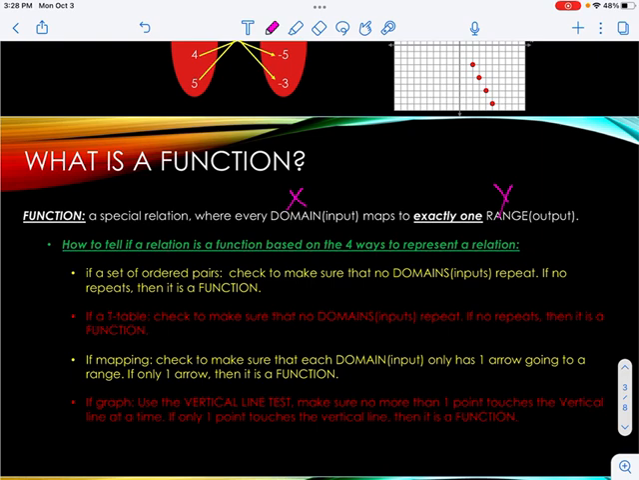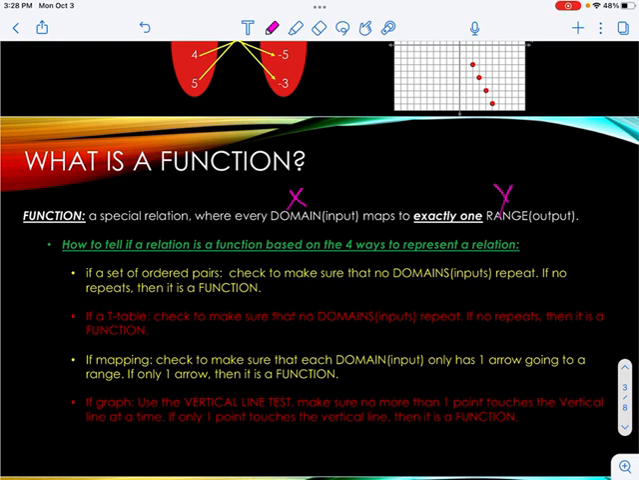If in our domain there are numbers that are repeating, it is not a function. So an easy way to think of that, if in your domain there are no repeating numbers, then it is a function. In your domain, if it has repeating numbers, it is not a function.